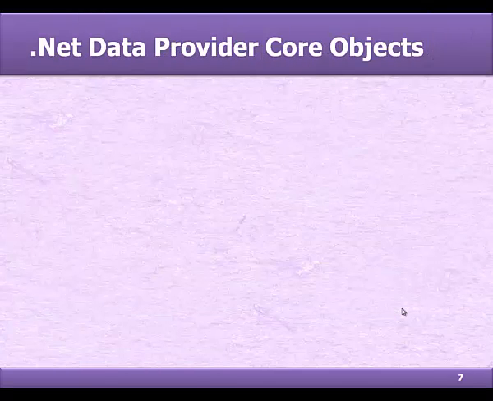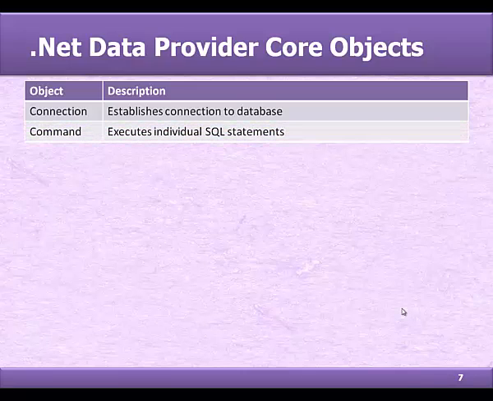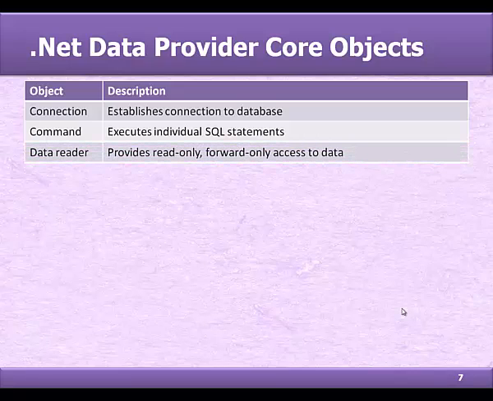So we require a data provider to get connected to the databases. First we'll see the objects that are associated with the data connection or ADO.NET. The connection object is used to establish the connection with the database. Command: this object executes individual SQL queries or the commands that we require to access the database. Then the data reader. The data reader object reads data from the database. The data reader is capable of reading the records in only one direction, that is the forward direction.